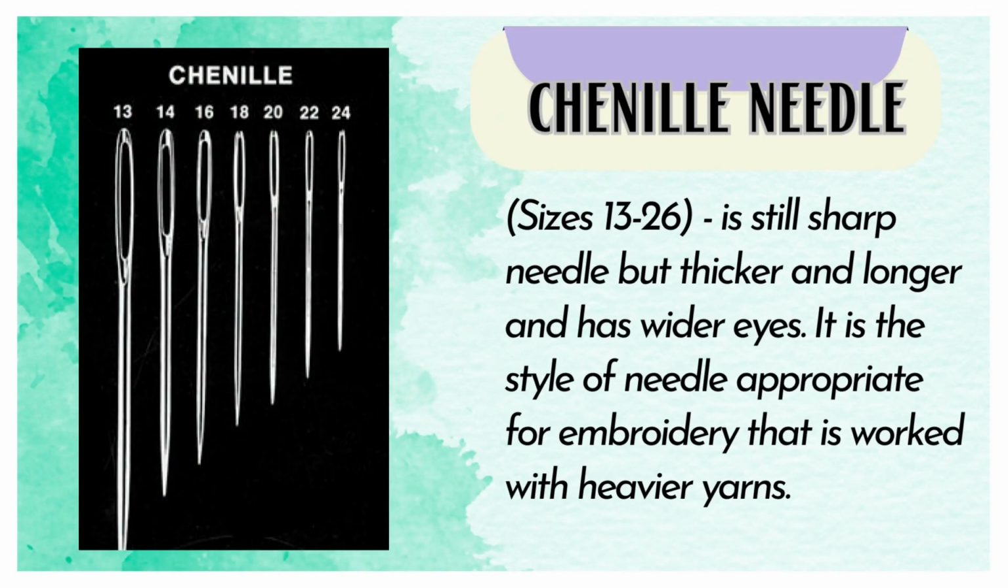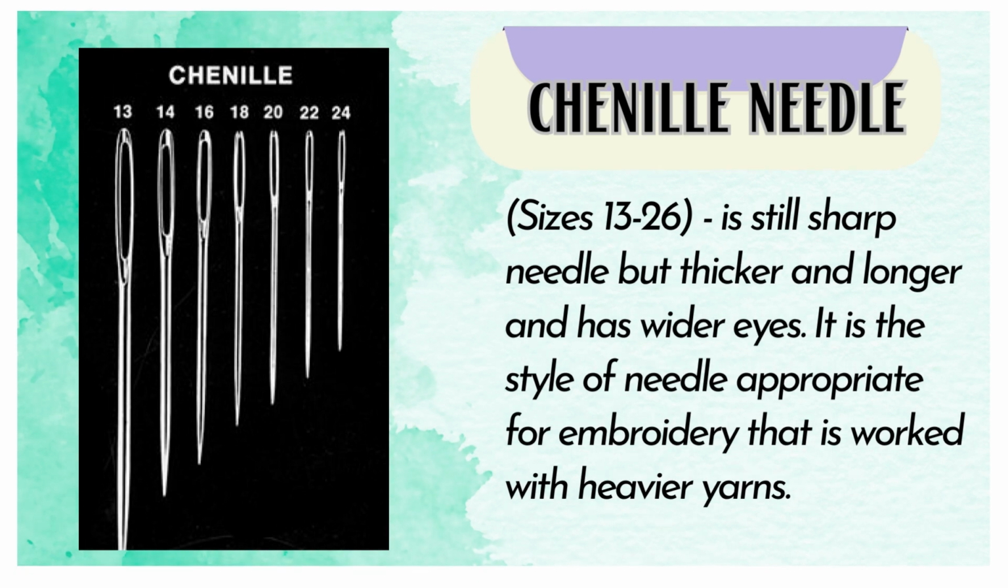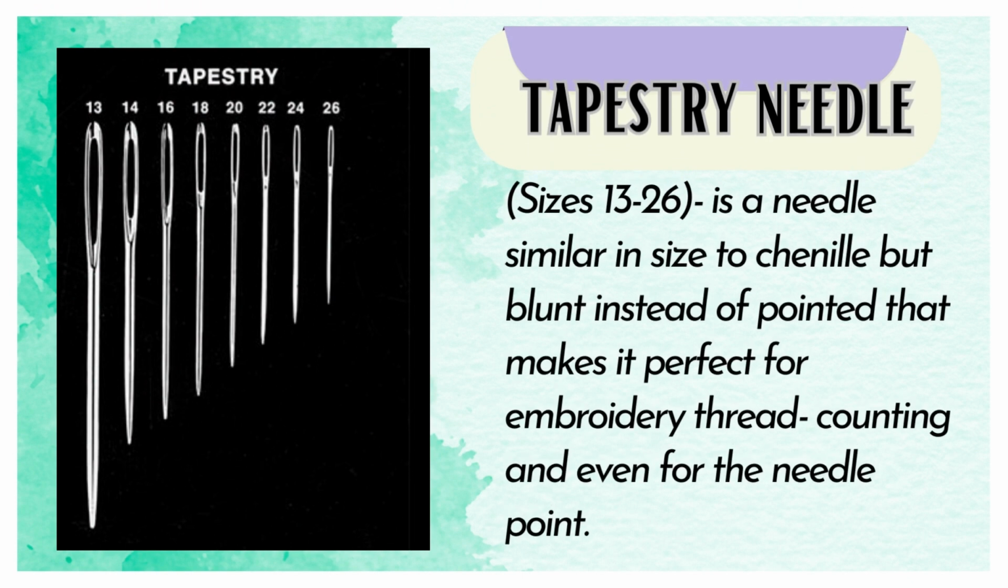Chenille needles are still sharp needle but thicker and longer and has wider eyes. It is the style of needle appropriate for embroidery that is worked with heavier yarns. Its sizes are 13 to 26. They're a bit heavier than embroidery needles, so naturally, they may make larger holes in your fabric depending on the size you choose. Last is the tapestry needle. It is a needle similar in size to chenille but blunt instead of pointed that makes it perfect for embroidery thread counting and even for the needle point. They are ideally used for needlepoint or cross-stitch where the holes are large enough that you don't have to pierce.